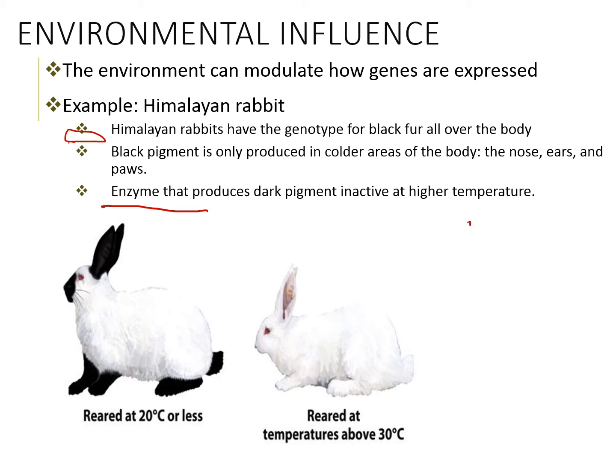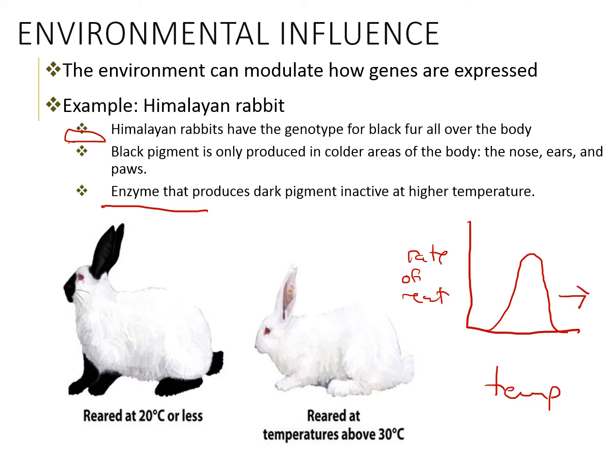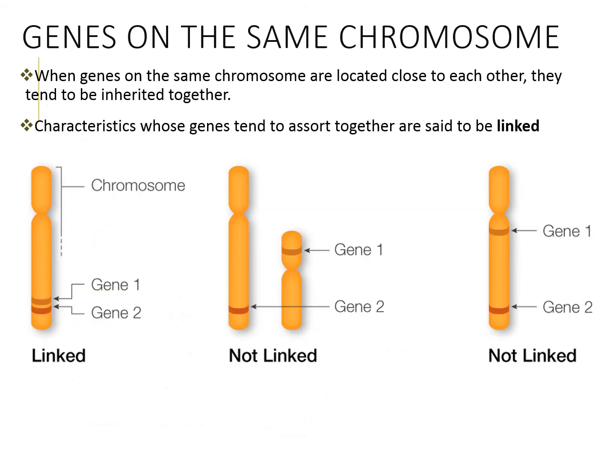So if you remember back to enzymes, we had temperature on the x-axis and rate of reaction on the y, and we know it's going to look something like this for pretty much every enzyme. At higher temperatures, the enzyme will denature. So closer to the rabbit's organs, its core body temperature, those enzymes denature, they don't work, and they cannot produce the dark pigment.